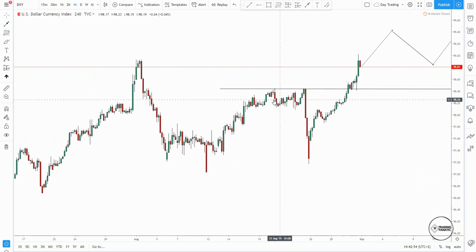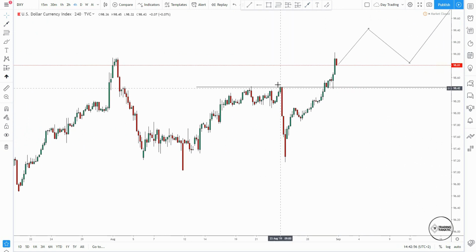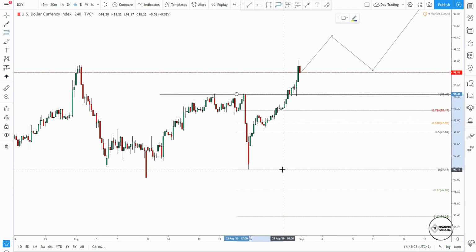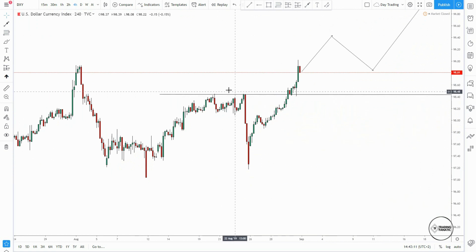You can see here we had a triple top or double top. Very nice push down where we were expecting the continuation. We had this pullback. I think I watched for shorts here, but now it actually broke the 61.8%, and we have the 78.6, which was also broken, and we broke this level. So my bias for the DXY is bullish.